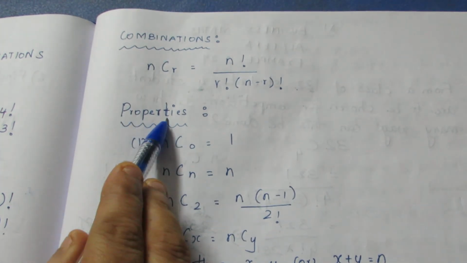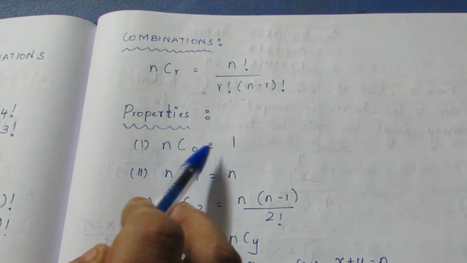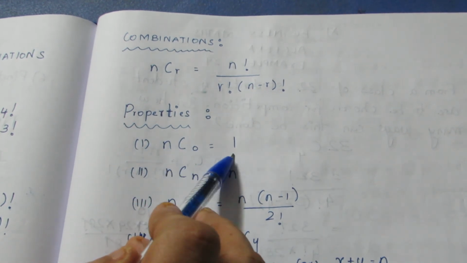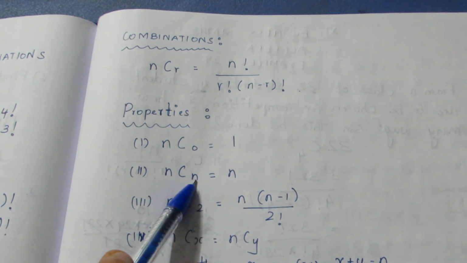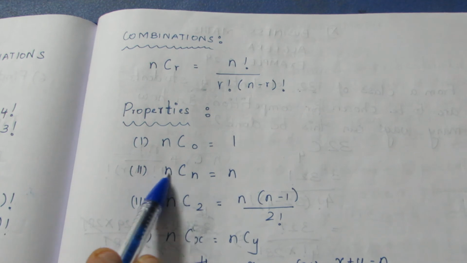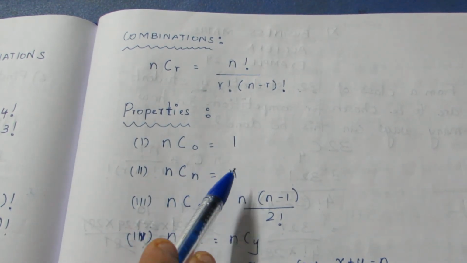Here there are some properties for combination. nC0 is 1. Any number, if I write 5 here, 5C0 will be 1. nCn will be 1, for example 5C5, the n will be the same. This is equal to 1. So 5C5 will be 1.